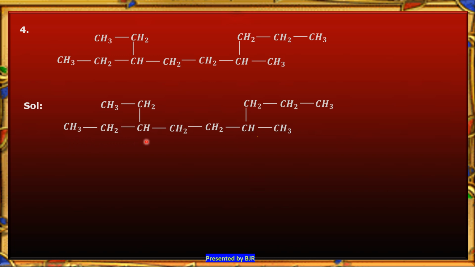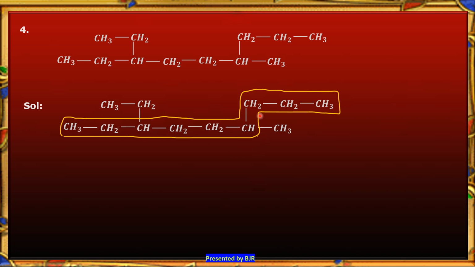If we select this as the parent chain, then the number of carbon atoms present in this chain is 1, 2, 3, 4, 5, 6, 7 only. Instead, if we select this as the parent chain, then the number of carbon atoms present in this chain is 9. 1, 2, 3, 4, 5, 6, 7, 8, 9. So this is the parent chain.